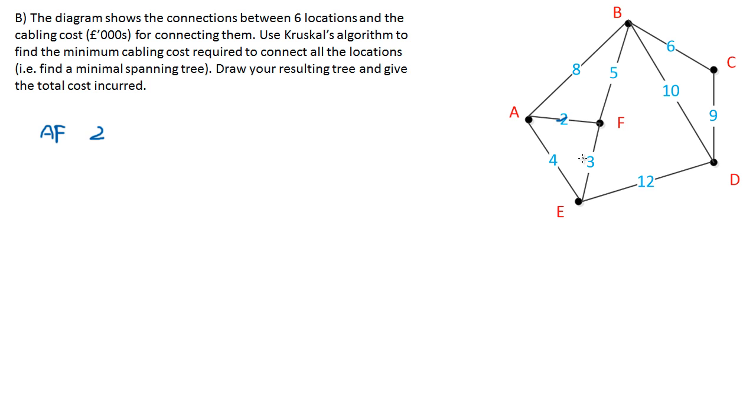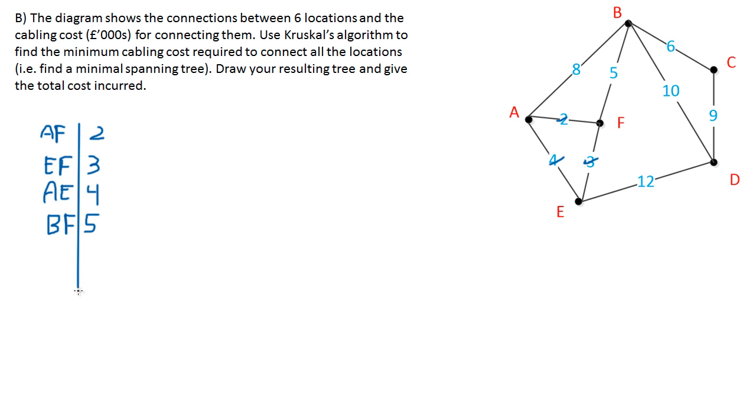Let's tick it over. And then the next shortest route is E to F, which is 3. So we take that out, and then we have A to E, which is 4. And we take that one out. Then the next one will be 5, so F to B or B to F. You can put anything. I'm going to put B to F, which is 5.